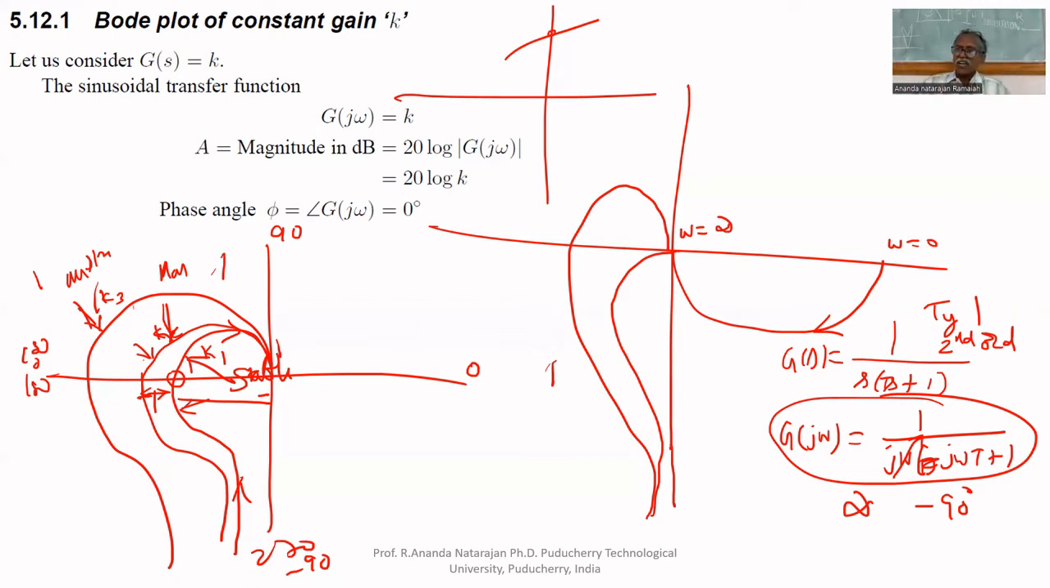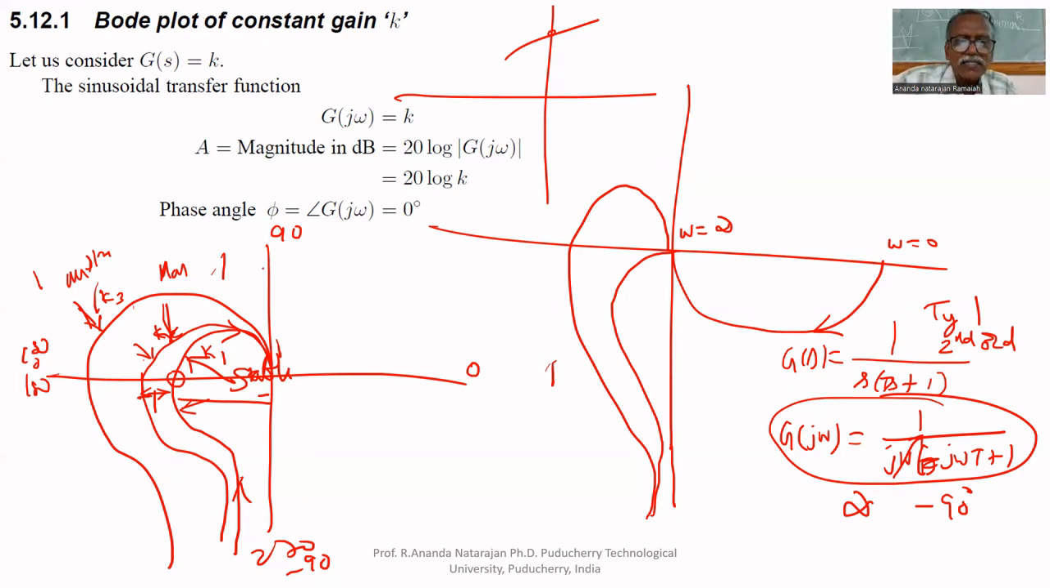We'll see about gain margin in detail later, but now I can tell it this way only. Gain margin means this much k is required to make the system unstable. That is called gain margin.